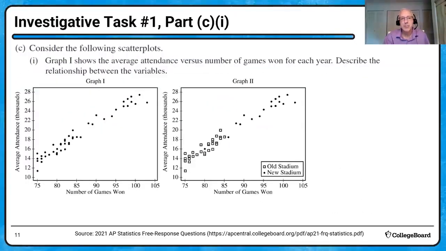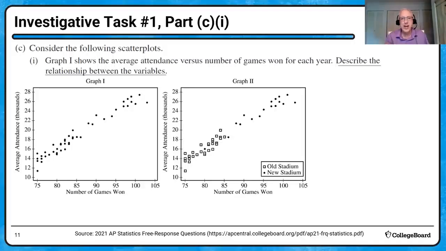All right, let's go to part C. So parts A and B are both things that you should feel pretty comfortable doing. We're going to start to move into new territory soon. So C says, consider the following scatter plots. Part 1 of C. Graph 1 shows the average attendance versus number of games won for each year. Describe the relationship between the variables.